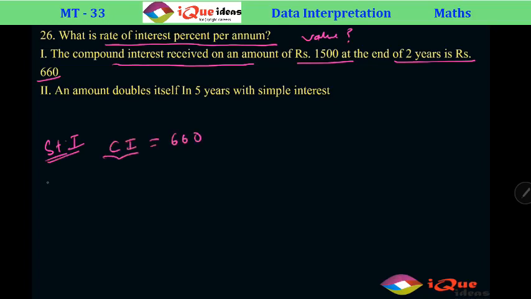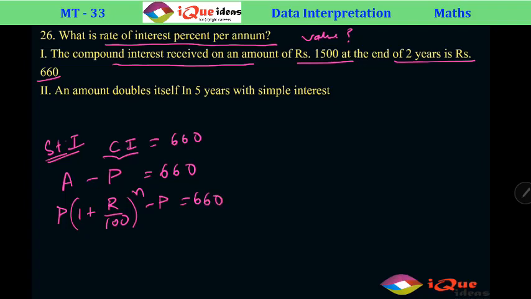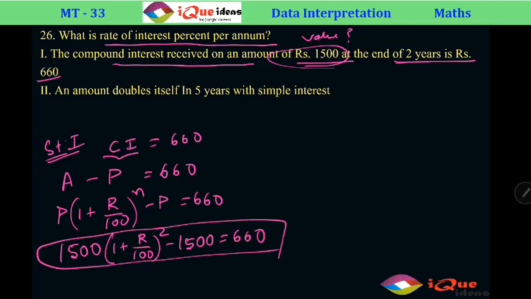And how do we calculate compound interest? The formula is A minus P, and the formula for A is P into (1 plus R by 100) to the power N, minus P, that is 660. Here P is given, that is 1500. And N is given as 2 years, so 1500 into (1 plus R by 100) to the power 2 minus P, where P again is 1500, equal to 660. Right, so this is just one equation, one variable, so we will be able to find the answer.